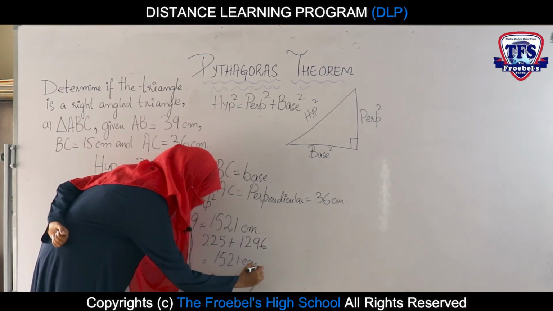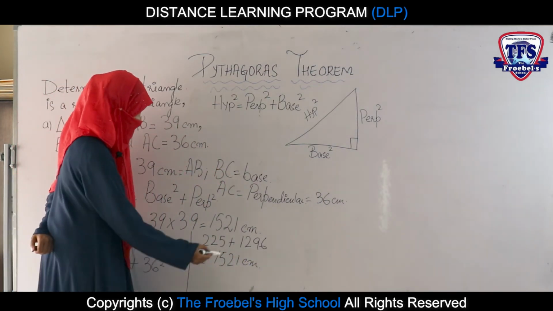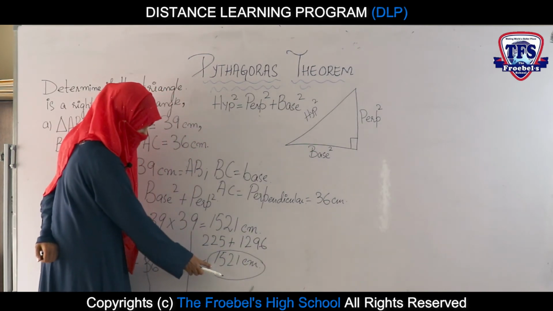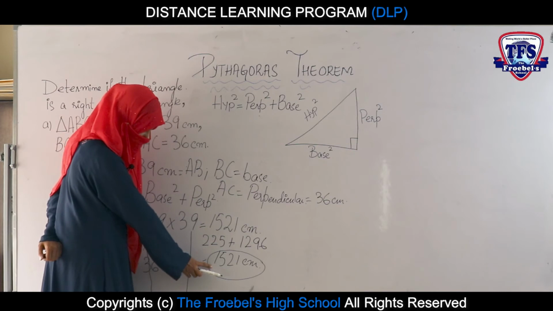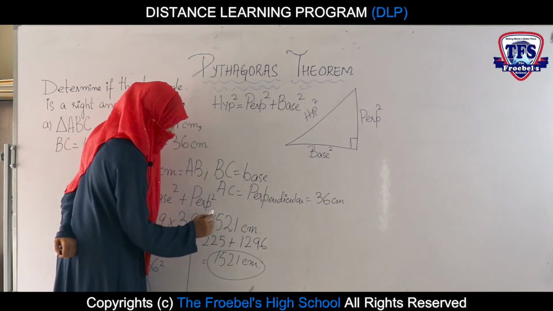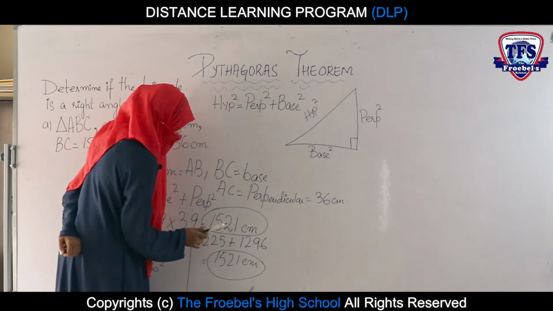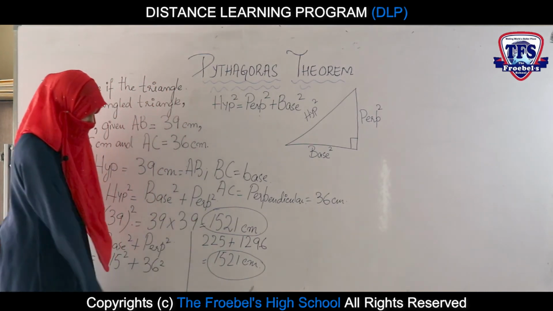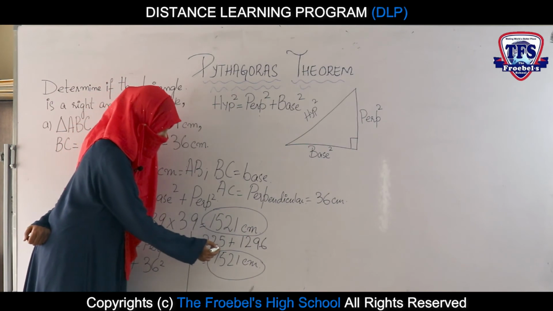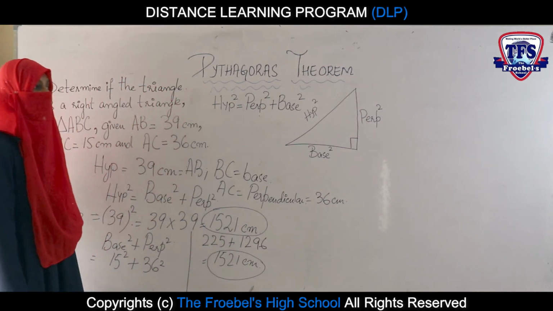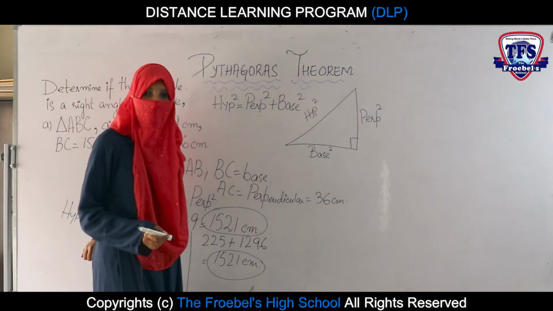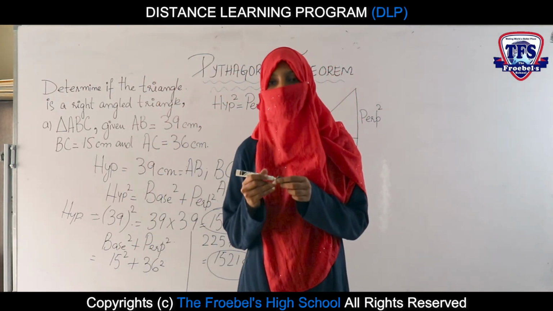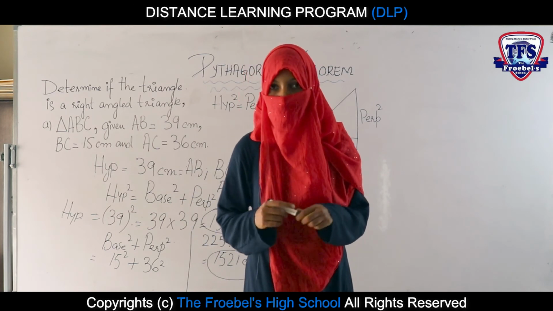1521 centimeter. So you can see that this answer, the sum of the base square and perpendicular square, is equal to our previous answer, which was the square of the hypotenuse. It proves that hypotenuse square is equal to the sum of the squares of the base and the perpendicular, which means that the given triangle is a right angle triangle. This is actually the method which we use for the converse of Pythagoras theorem.